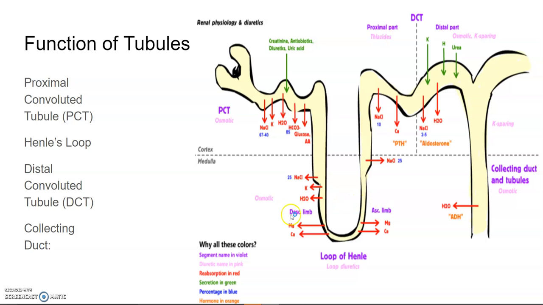The descending limb of the loop of Henle is permeable to water but almost impermeable to electrolytes. So this concentrates the filtrate as it moves down, and the ascending limb is impermeable to water but allows transport of electrolytes actively or passively. Therefore, as the concentrated filtrate passes upwards, it gets diluted due to the passage of electrolytes to the medullary fluid.